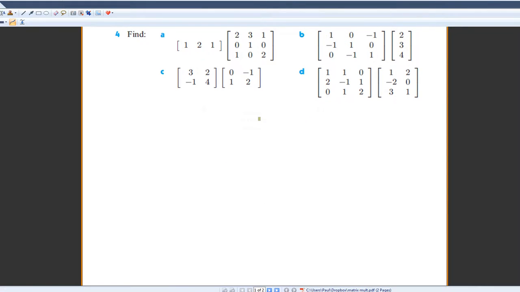Okay, let's try this one now. So we've got a 2 by 2 by 2 by 2. It's a really common multiplication that you'll have to do. Matrix multiplication is defined because the number of columns in the first matrix is equal to the number of rows in the second matrix. The result will be a 2 by 2 matrix.